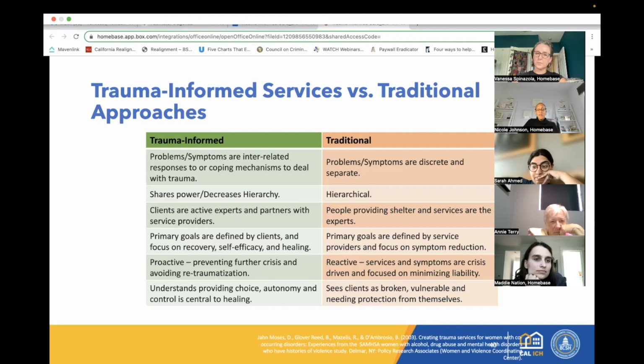Another example, because I heard it mentioned in the groups quite a bit, understanding that providing choice, autonomy, and control is central to healing. That's a trauma-informed approach. The opposite, or the traditional approach that doesn't incorporate trauma-informed care, is going to see clients as broken and vulnerable, and they need to be protected. That's that sense of service providers taking charge, like a parental figure, thinking that clients can't make informed choices. They can't take care of themselves. They need us to step in and protect them. That is not a trauma-informed care approach. We can go to the next slide, please.